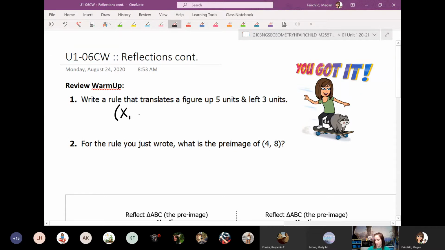So we're going to use the arrow notation. X comma Y yields something. All right, pick somebody else. Jake, look at your cool hair on your monster. Jake, what do you think?